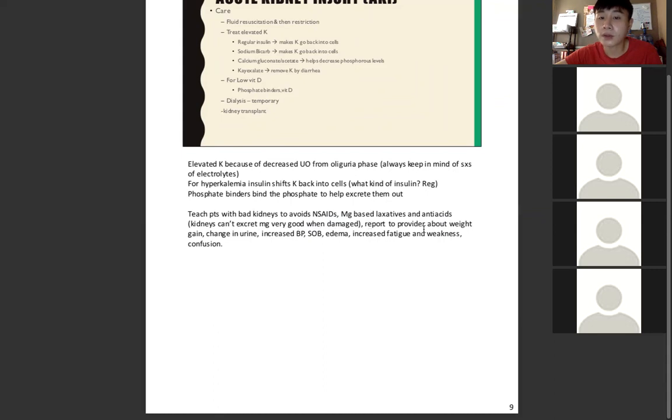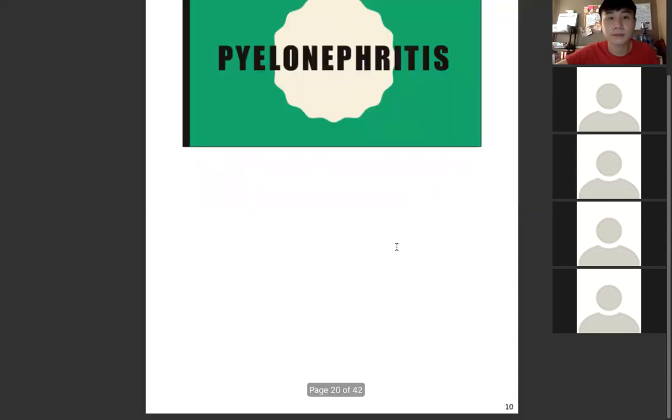We need to report to the provider weight gain, change in urine, increased blood pressure, shortness of breath, edema, increased fatigue, weakness, and confusion. If the patient suddenly gains a lot of weight, it means they are retaining fluid inside the body. So it's important to report it.